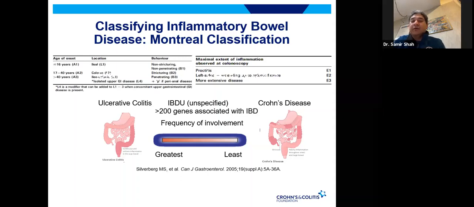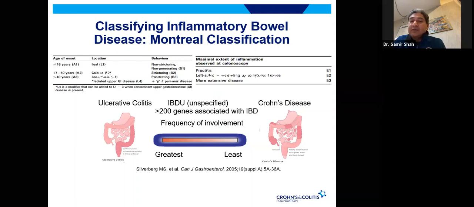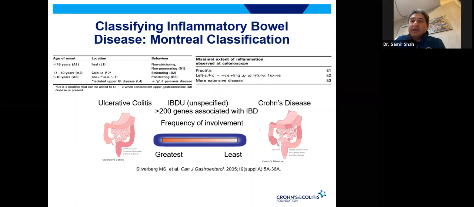In terms of Crohn's disease, we break down in terms of age. So 16 or younger, A1, between 17 and 40, A2, and over 40, A3. And then depending on where the disease is. So if it's just ileal disease, meaning the small intestine, L1. If it's colonic, L2. If it's both the ileum and colon, that's the small intestine and the large intestine, which is the most common variety that we see of Crohn's, that's L3. And if there's upper GI involvement, we add a designation L4.